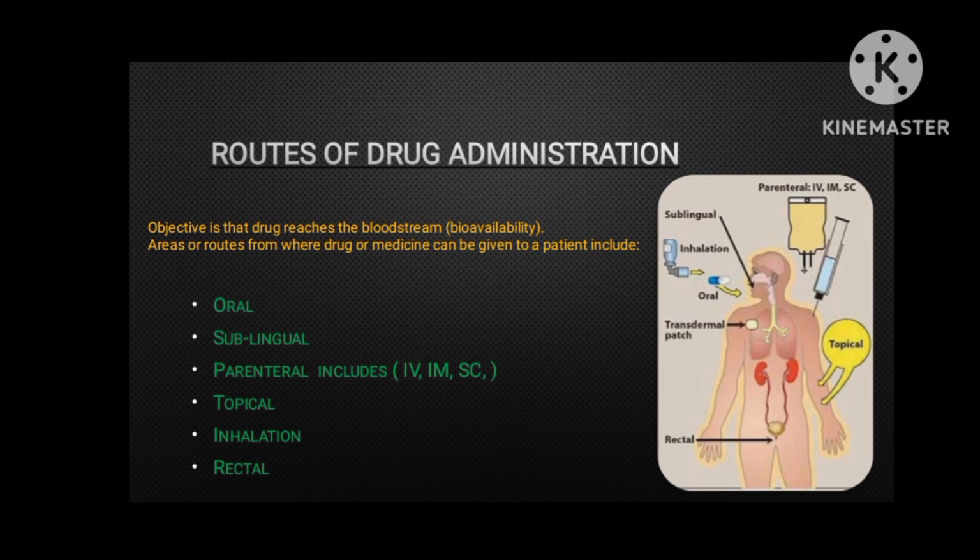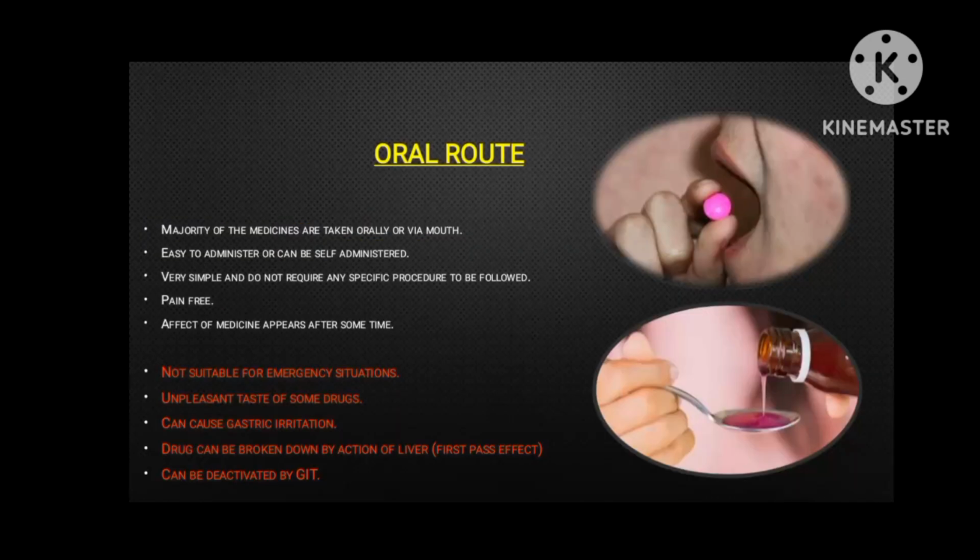So, these different routes for the drug administration include oral route, which means through the mouth; sublingual route means under the tongue; parenteral routes means routes that do not reach GIT; topical route means on the surface of body; inhalation means directly towards the lungs; rectal route, which means towards rectum or anus.